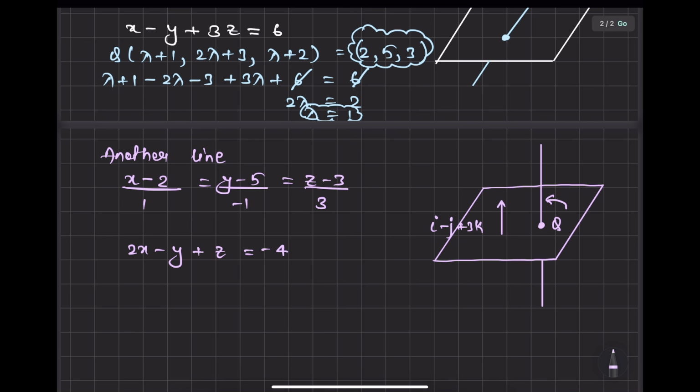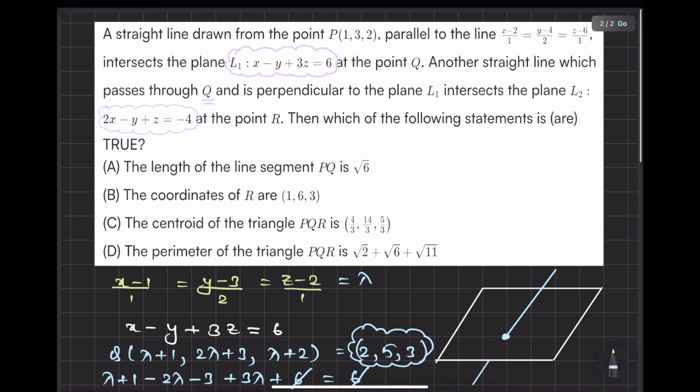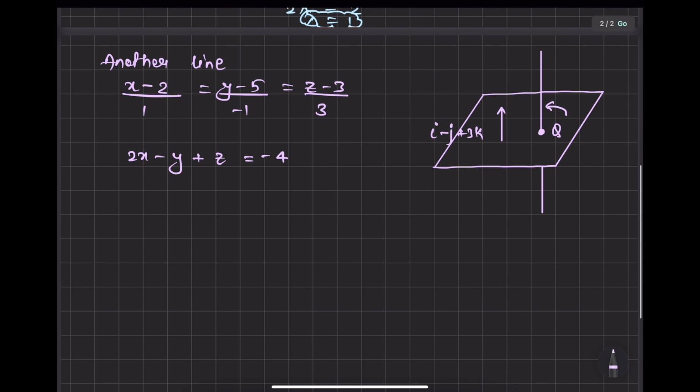Now this line is intersecting this plane at R, so we need to find out R. Again we have to solve line and plane. We will imagine a point on the line. Suppose it is R. So R will be lambda plus 2, minus lambda plus 5, 3 lambda plus 3. So this is your R.